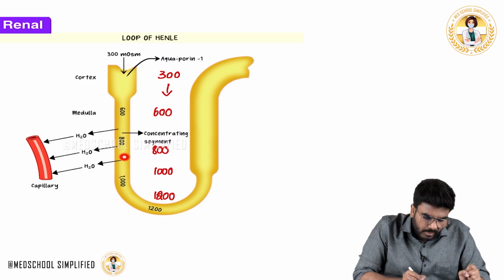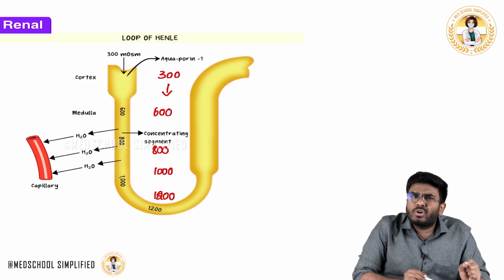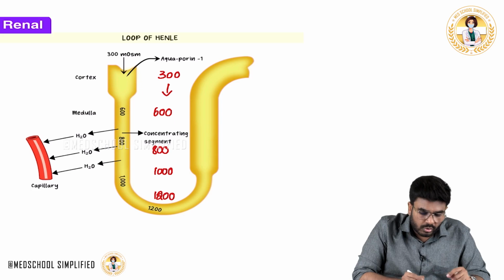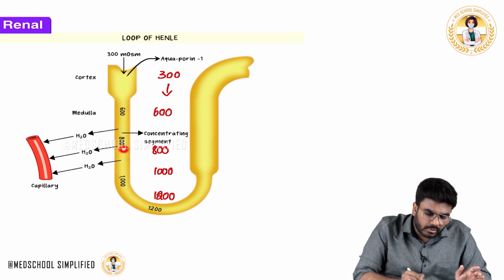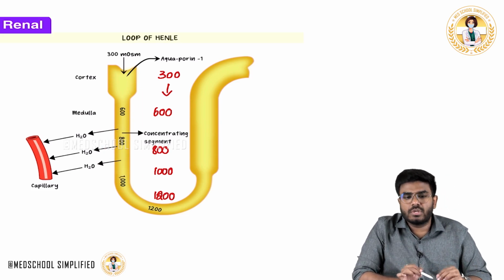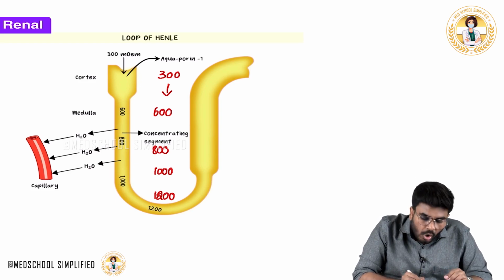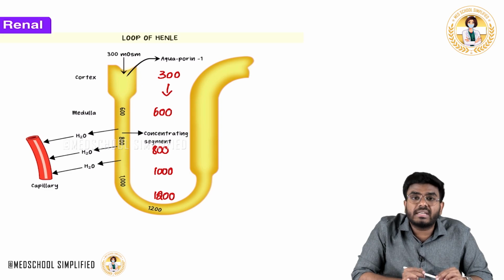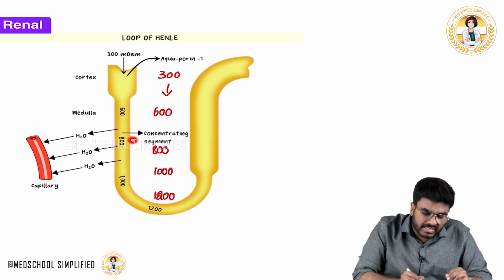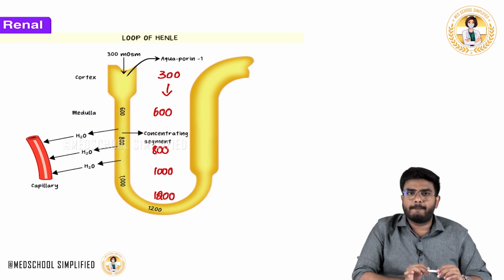But in this descending limb of loop of Henle, is any sodium getting reabsorbed? No. No sodium, no chloride, no calcium, no magnesium, nothing. The descending limb of loop of Henle is impermeable to solutes. Only water is getting reabsorbed. As the water is getting reabsorbed, the urine is getting concentrated. So the descending limb of loop of Henle is called the concentrating segment for the urine.